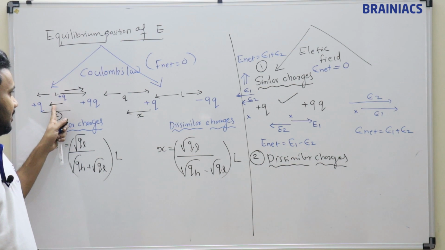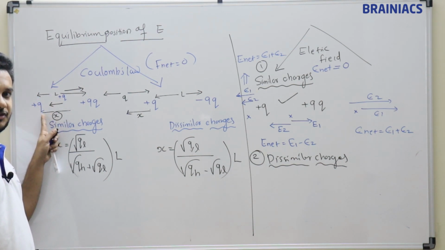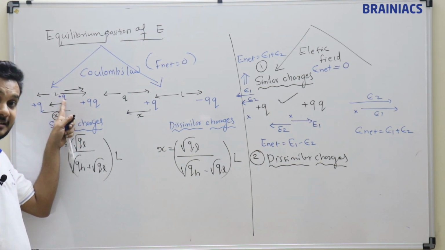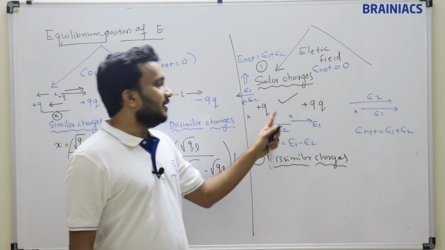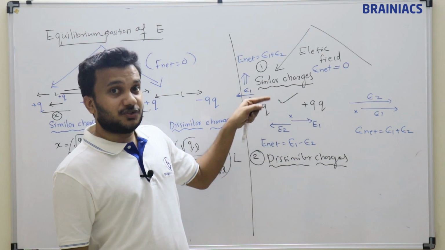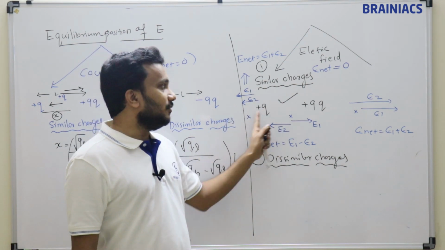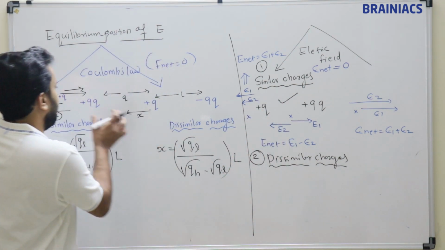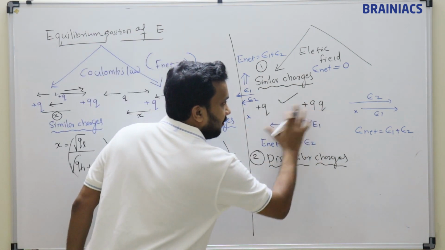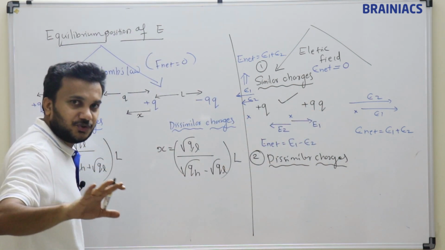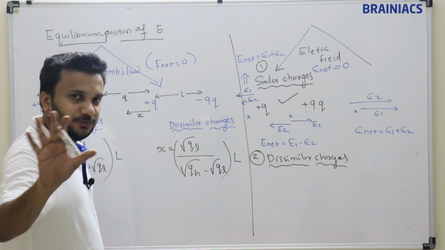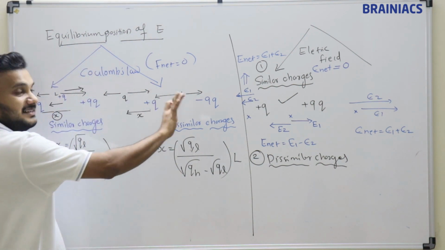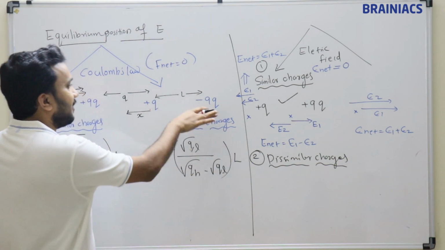For similar charges, as I told before, the equilibrium position of the third charge is in between the two charges. In the case of electric field intensity, the equilibrium position is also always in between the two charges. Here also in between. So there is no confusion, no difference at all. If there is a difference, only then confusion will generate. Both cases are similar.